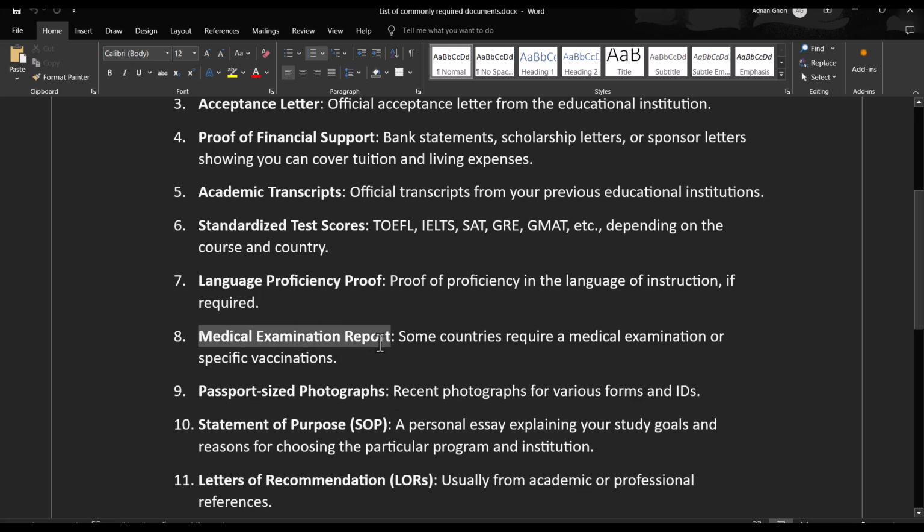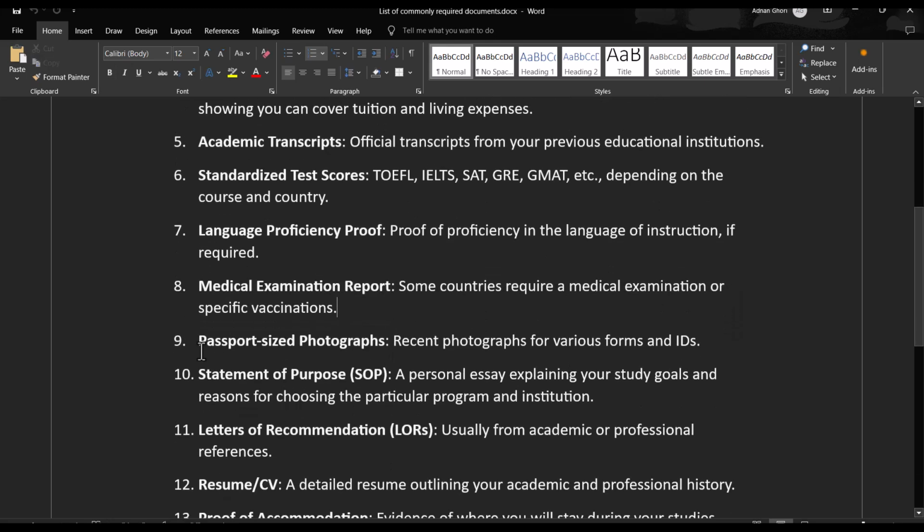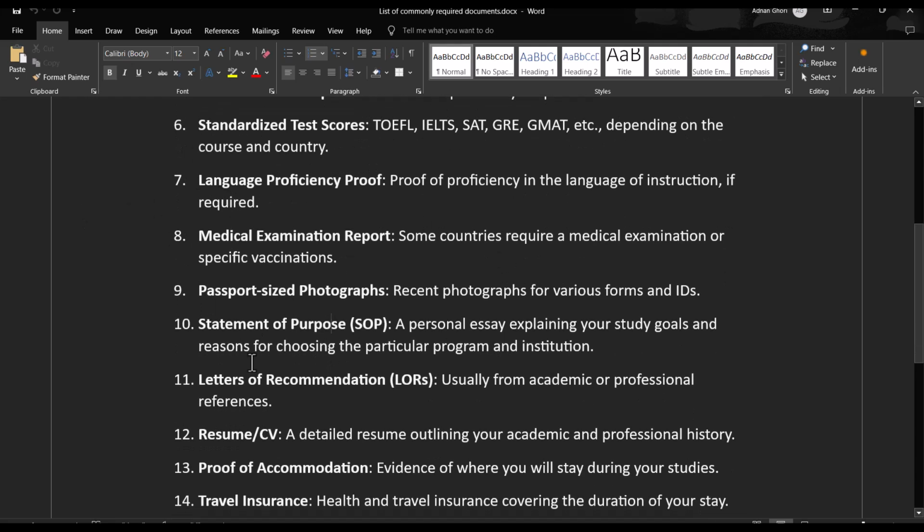A medical examination will be required once you qualify for that particular university. Passport size photographs. These are basic documents which you need to prepare in order to get into that particular college. SOP. This is a very common thing which is required in any college, and most of the colleges will ask you for an SOP. What is an SOP?